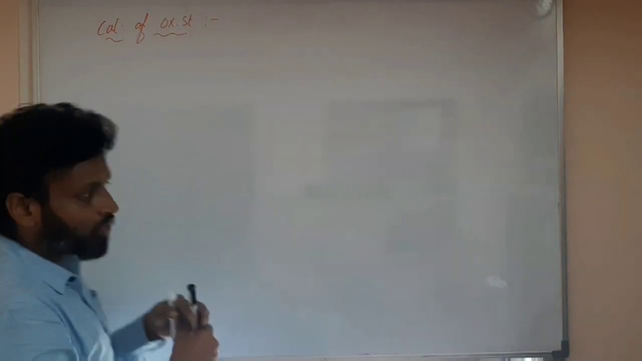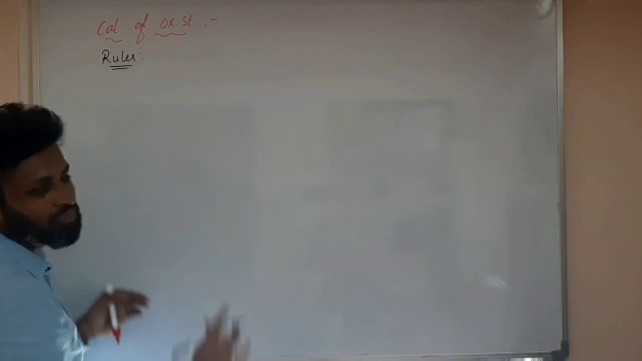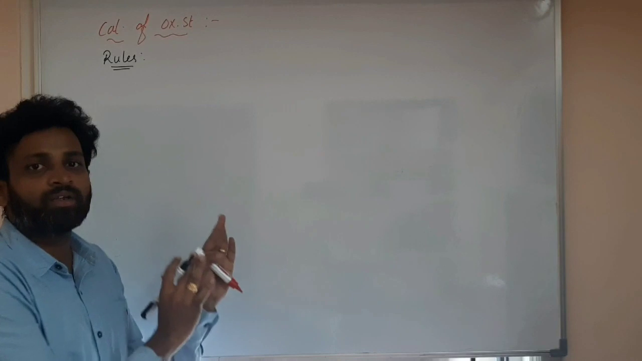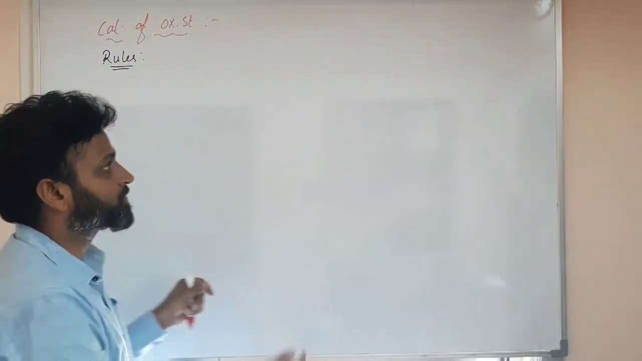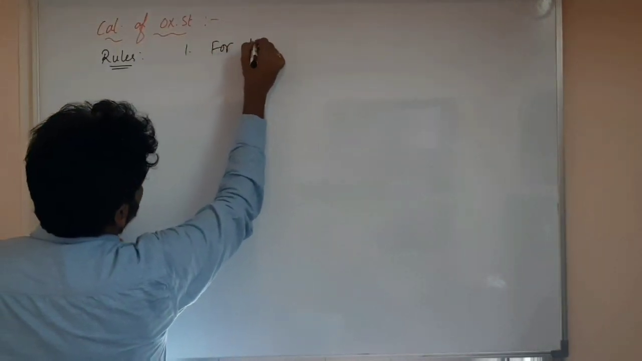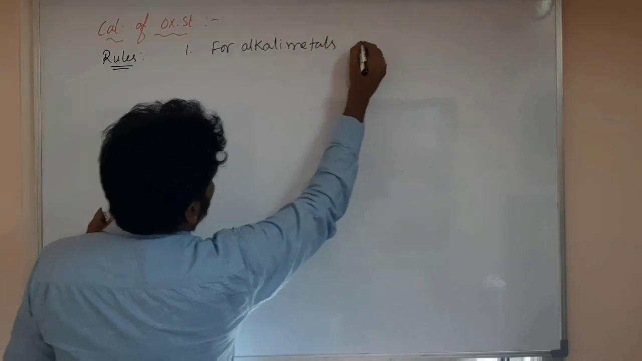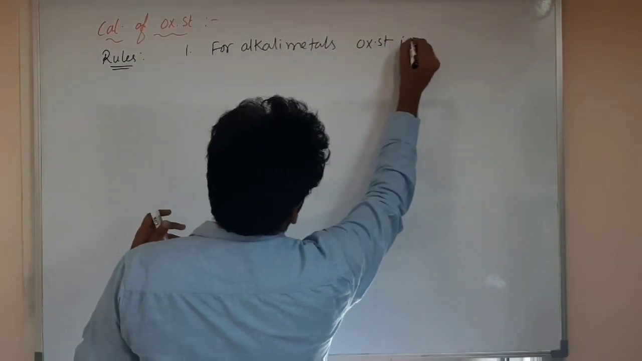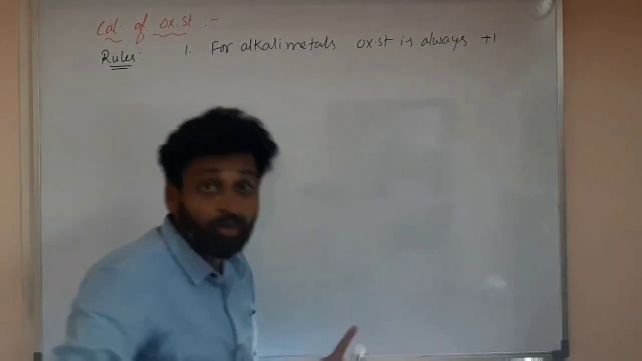So we will follow some rules for that. What are the rules? Very simple. We will fix oxidation state for certain atoms and groups here. Okay, first one is for alkali metals. For alkali metals, oxidation state is always +1, not -1.